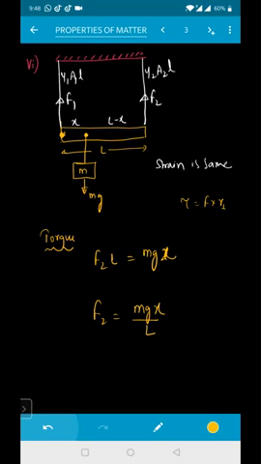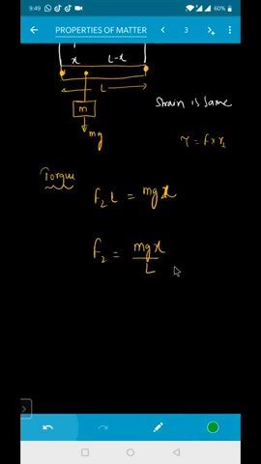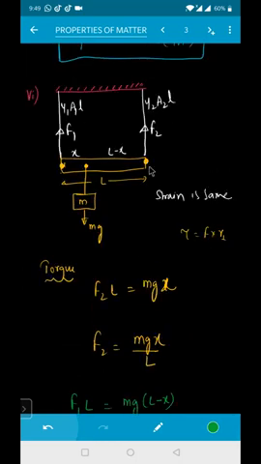Clear? Yes, sir. The same way. If I'm applying the force for this end, if I'm taking this end right now, then I can write F1 into L will be equal to mg into the next length, which is L minus x. Now I'm taking this point as a reference. If this is the point of reference, this F1 will be equal to how much?